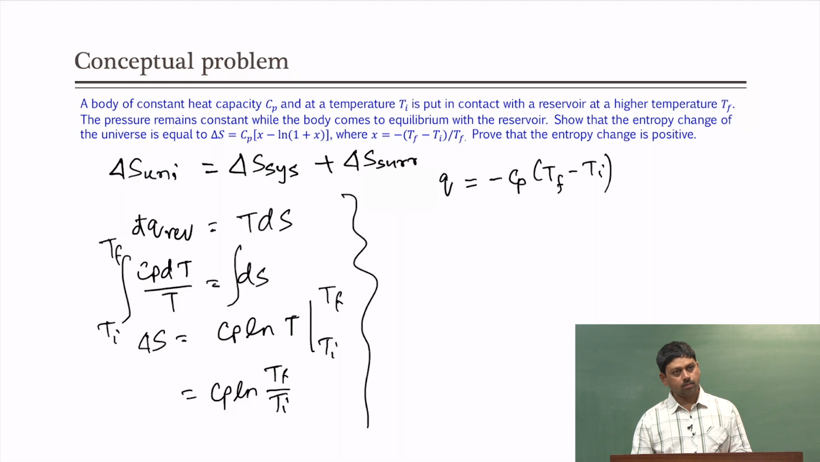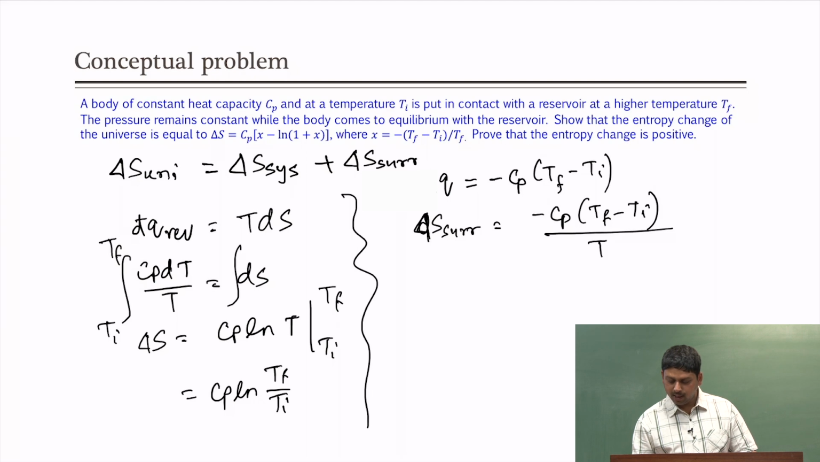Is it okay? What do you think? What is the dq? dq is Cp dT, right. How much heat is going out? Heat is going out according to heat capacity and temperature difference. How much heat was going into the system? It was Cp delta T. Now, what is the entropy that the surrounding is going to lose? It is Cp (Tf minus Ti) by Tf, because Tf is the temperature of the reservoir.